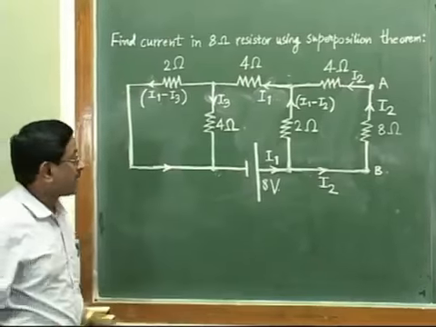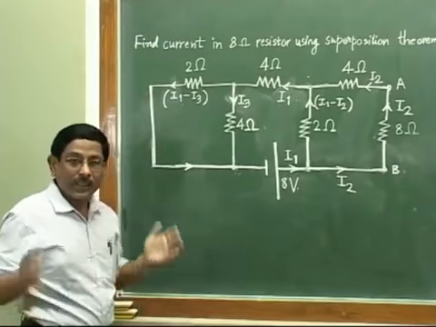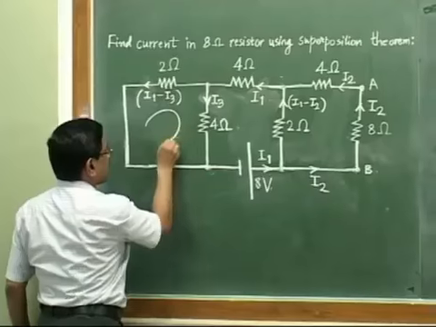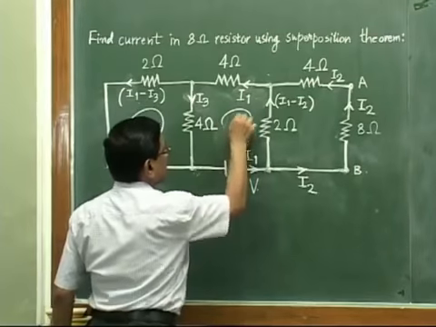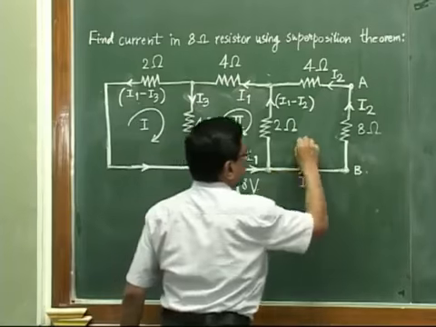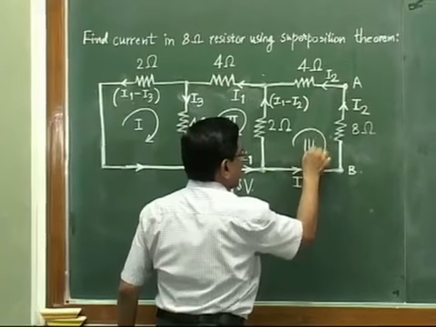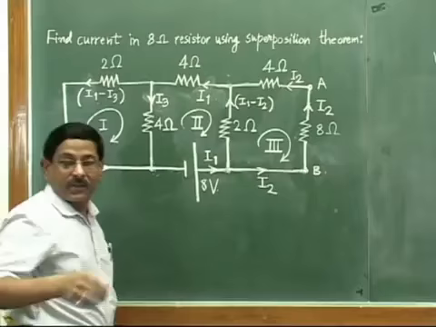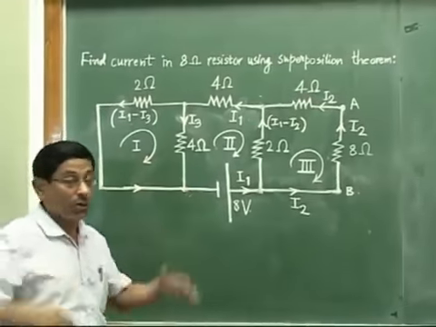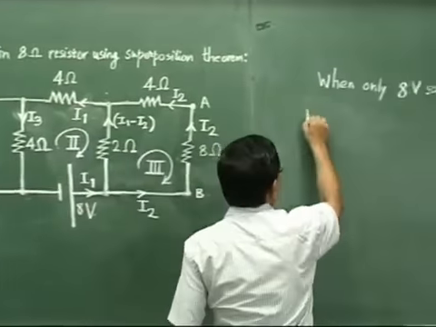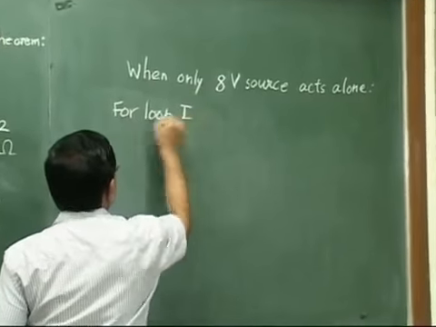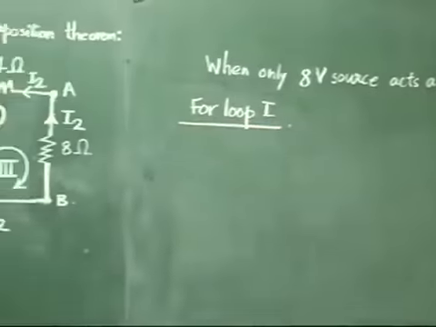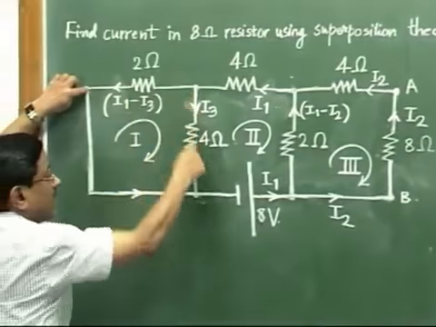Again, as our regular practice, let us select the 3 individual meshes. So I select that this is first, then I select that this is second, and this would be the third. So next job, very fast, we write the loop equations and solve them. So here I write for loop 1. Suppose for loop 1, let us start from this point. This will be our loop.